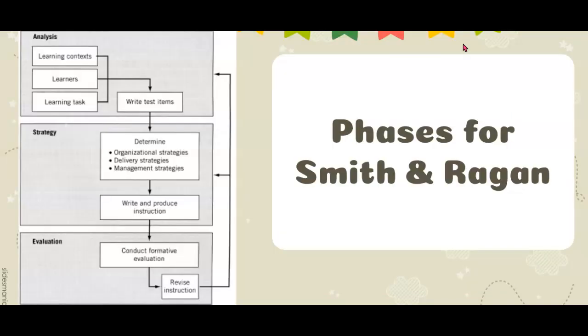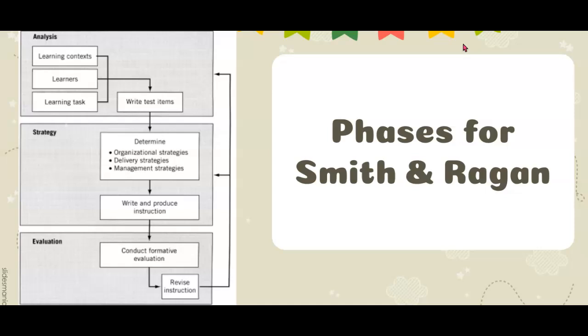And so this is looking at the phases for the Smith and Ragan. It is broken down into the analysis: the learning context, the learners, and the learning task, and then writing the test items. The strategy is to determine how it's going to be presented to the learners, and then write and produce instruction. So that would be the lessons that you are going to introduce to the students. The evaluation is to conduct a formative evaluation and then revise instruction if needed.